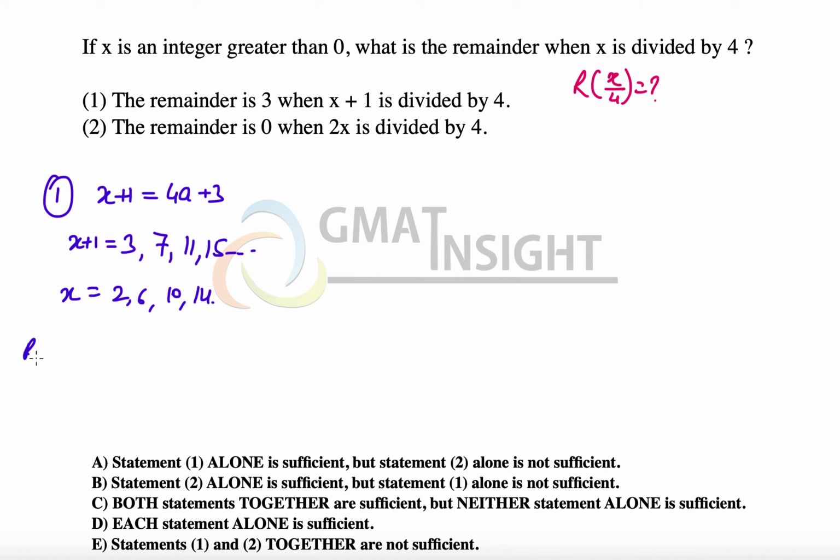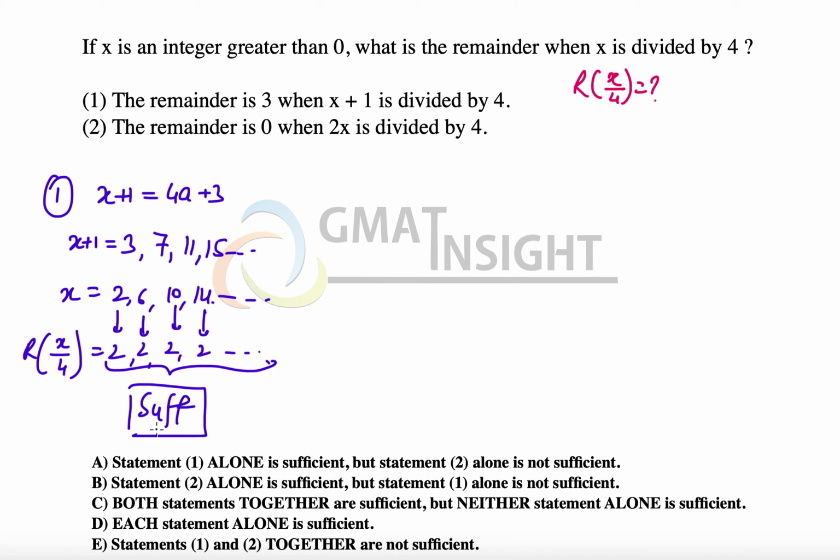Now let's see what is the remainder when x is divided by 4. When 2 is divided by 4, the remainder is 2. When 6 is divided by 4, the remainder is 2. When 10 is divided by 4, the remainder is 2. And when 14 is divided by 4, the remainder is 2. So every time the remainder is 2, therefore the first statement alone is sufficient to answer the question.